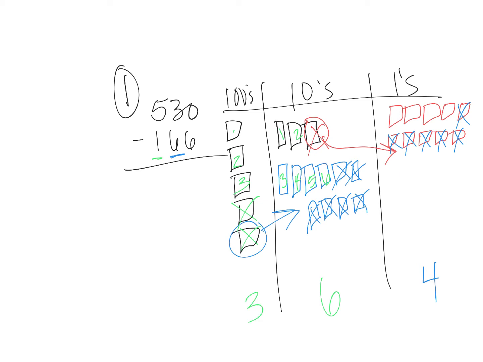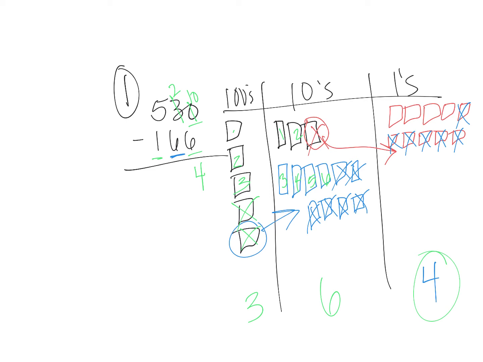So now we'll come over to our problem, and we'll do it the vertical way. So I'm going to start with my ones. I have 0 ones. I need to take away 6 ones. I can't do that, so I need to borrow from my tens. So I have 3 tens. I'm going to change that to 2. And I'm going to add 10 ones over here. So I borrowed a 10, traded out the 10 for 10 ones. So I have 10 ones minus 6 ones equals 4, which matches my 4 over here.